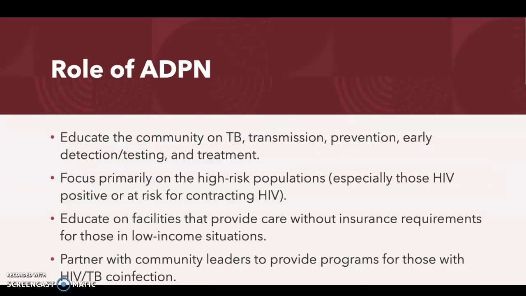So the role of the APRN includes educating the community on TB. That's the transmission, prevention, testing, and treatment of that, focusing primarily on those high-risk populations that we talked about earlier, especially those HIV positive or at risk for contracting HIV, those living in college dorm rooms or nursing homes, and healthcare workers. Educating facilities that provide care without insurance requirements for those in low income situations, and partnering with community leaders to provide programs for those with HIV-TB co-infection.